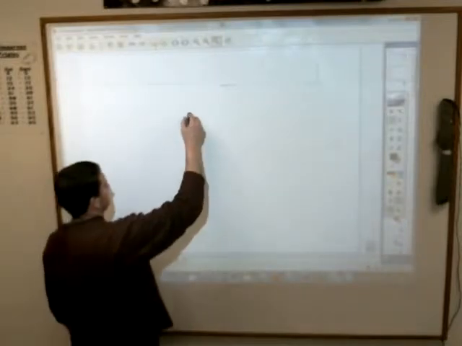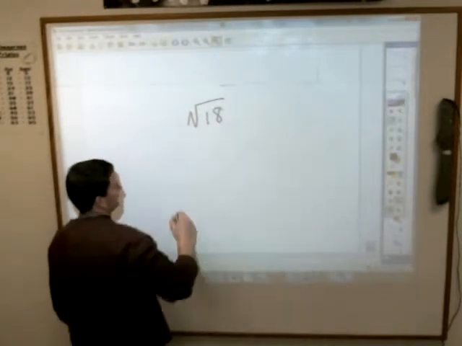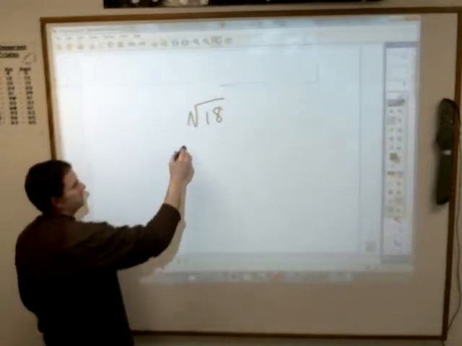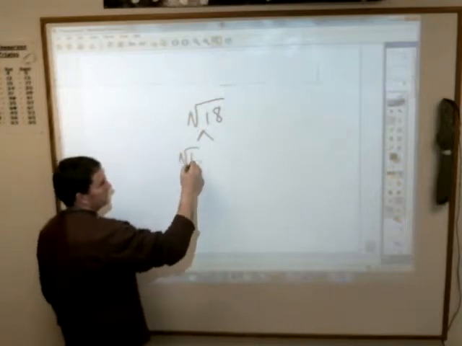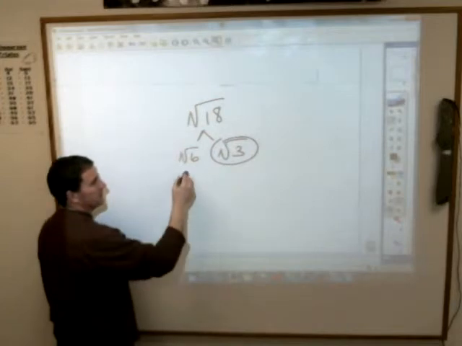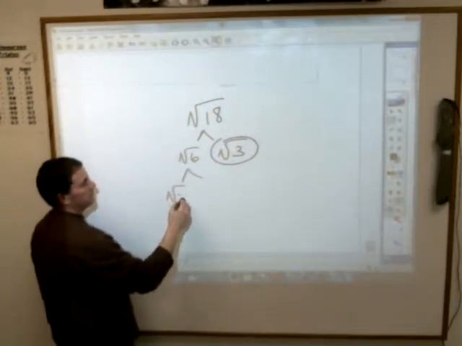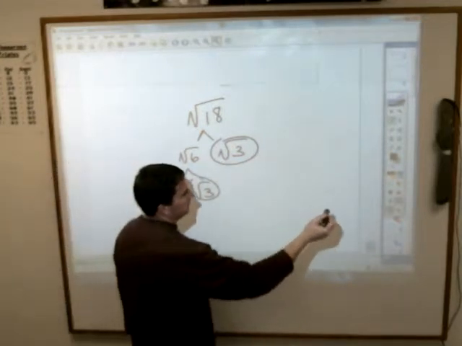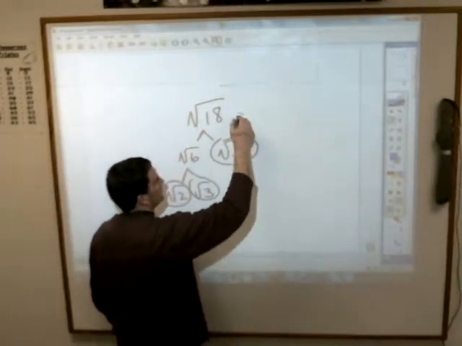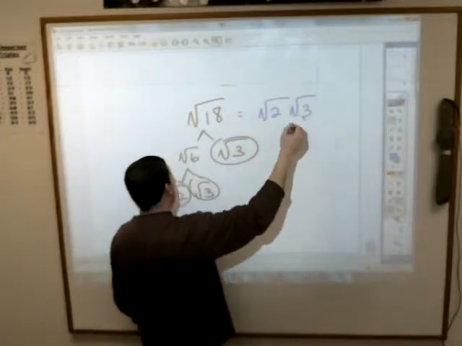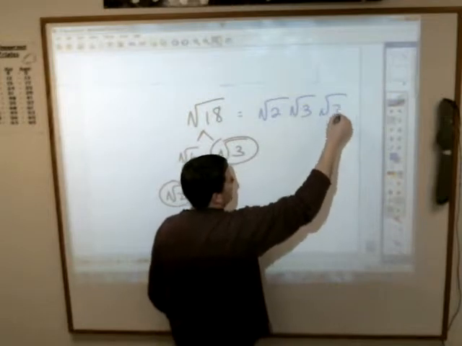How about the square root of 18? Square root of 18 would break down into what? Let's say it's the square root of 6 times the square root of 3. Square root of 3 is a prime number, so you can stop with that, but the square root of 6 is the square root of 2 times the square root of 3. And might I suggest, as a helpful little thing, that you rewrite this in nice order up here. Square root of 18 is the square root of 2 times the square root of 3 times the square root of 3.